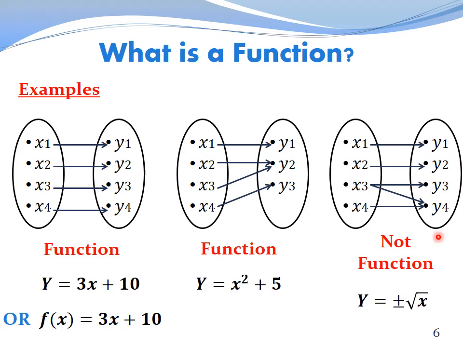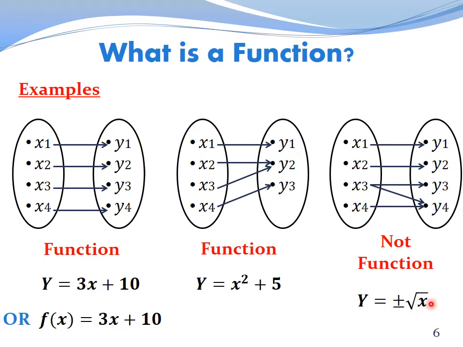So this violates the condition of a function, and that's why we say this is not a function. An example of this might be y equals positive or negative the square root of x. So the same value of x corresponds to two different values of y. For example, if x is equal to 4, the square root of 4 is 2. So y would be equal to positive and negative 2.